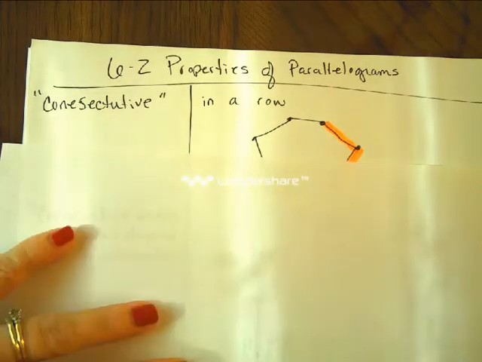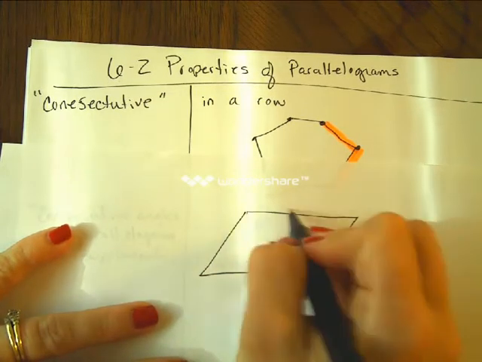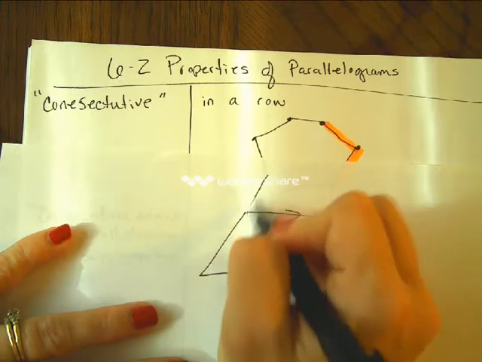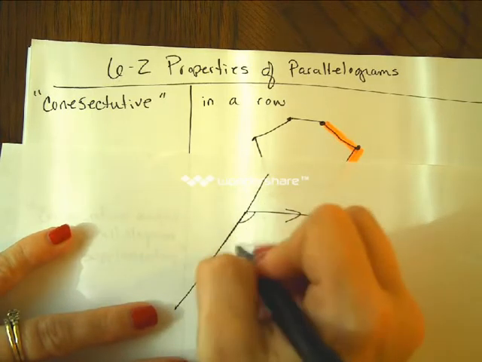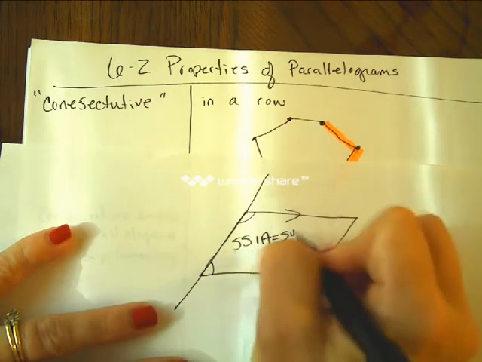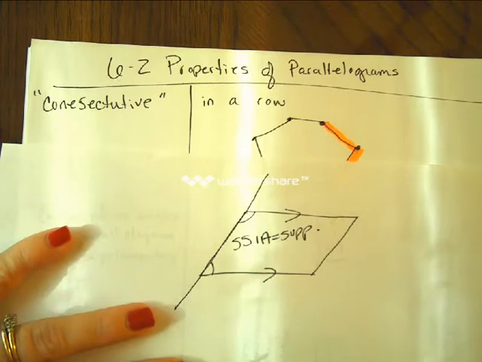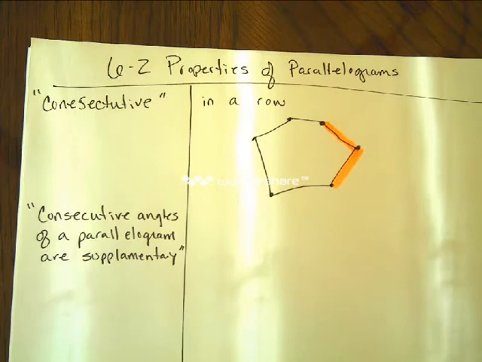If you have a parallelogram, then you have parallel sides, which makes this a transversal, which makes that angle and that angle same side interior angles, which means they are supplementary. So that's the reason behind the consecutive angles being supplementary, and it works with any two consecutive sides of the parallelogram because it has two pairs of parallel sides.